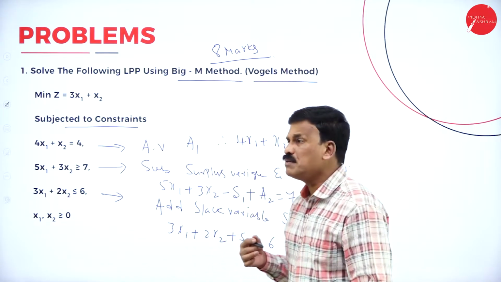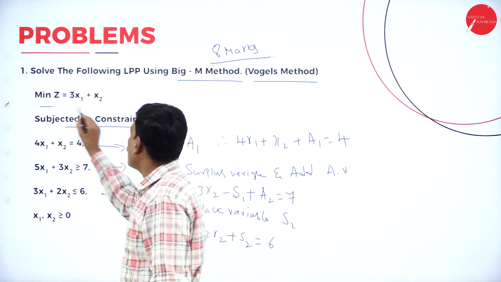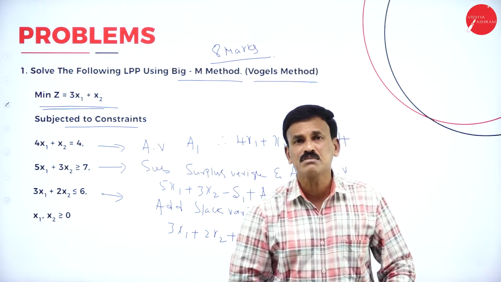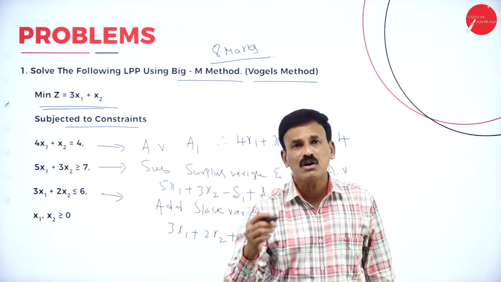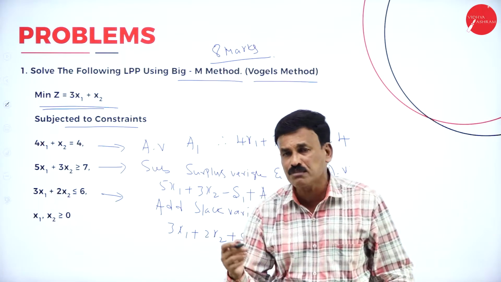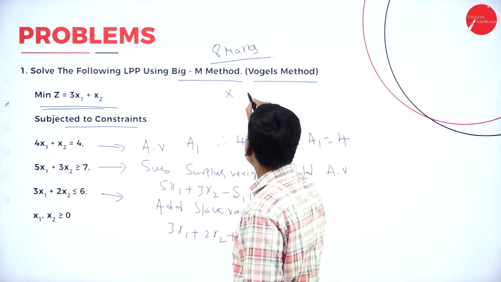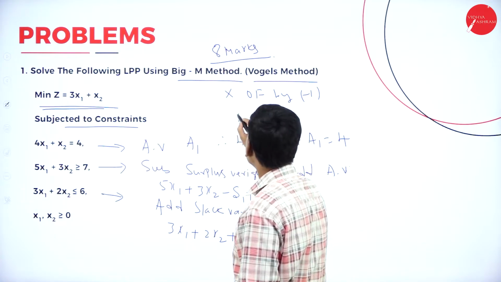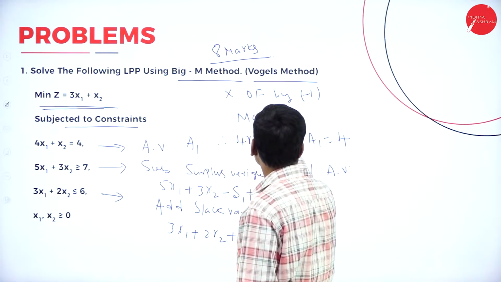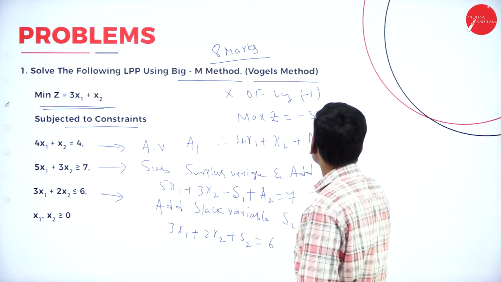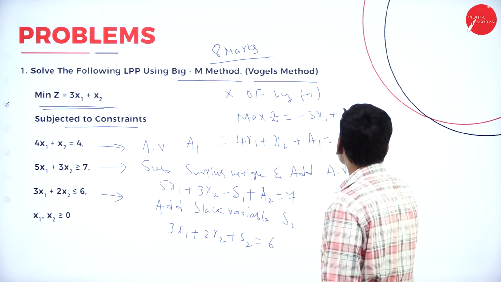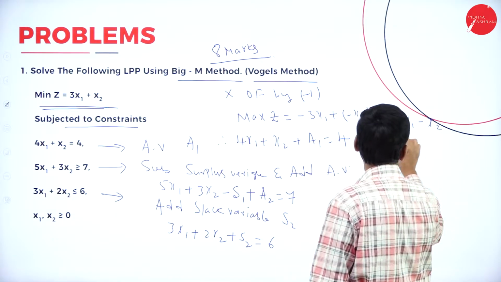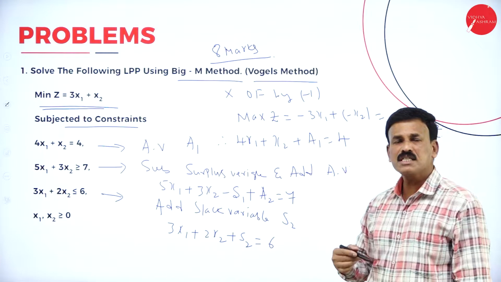Okay. And the very important type is, since the problem is of minimization type, this is to be converted into maximization type by multiplying the objective function by -1. So multiplying the objective function by -1, we will get minimum z becomes maximum of z is equal to minus 3x1 minus x2. These are the given conditions.